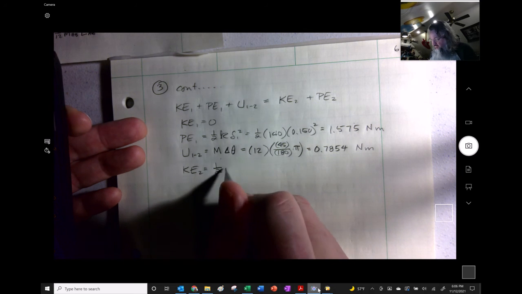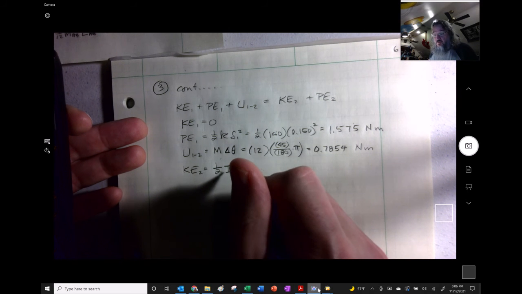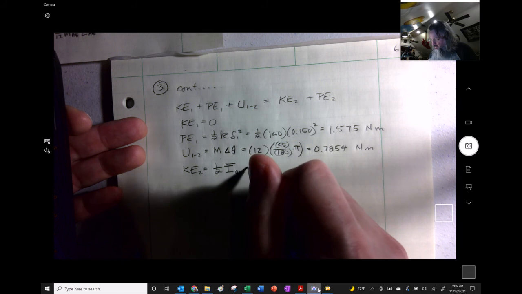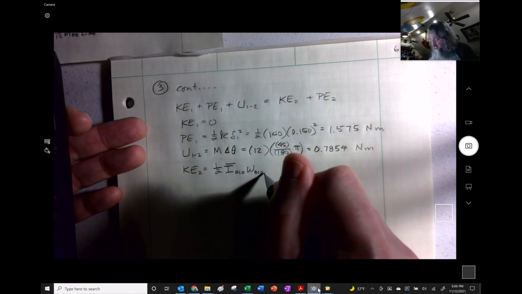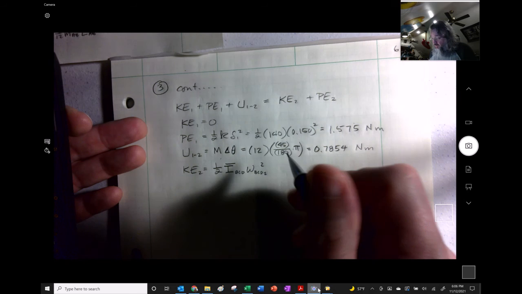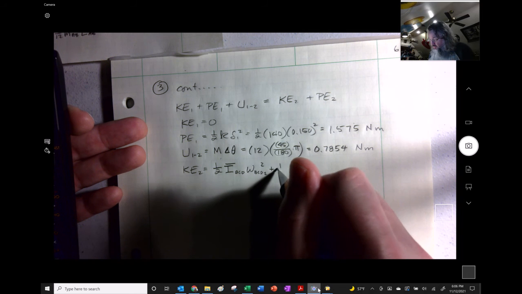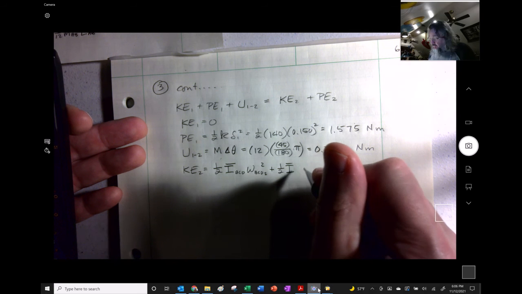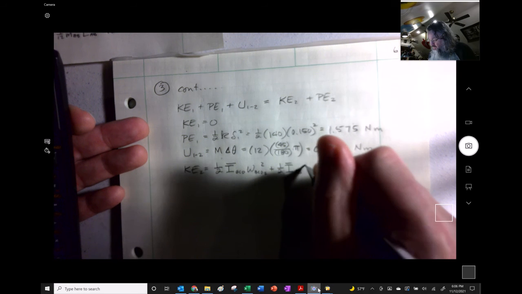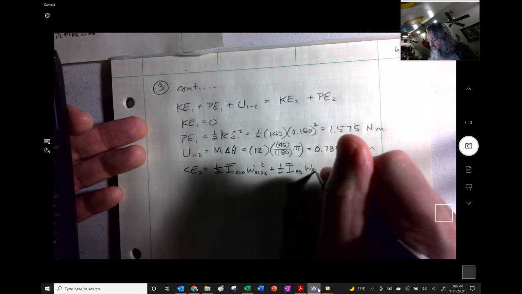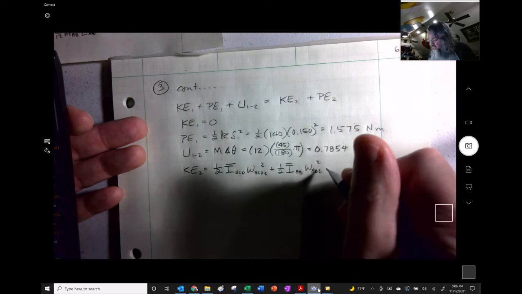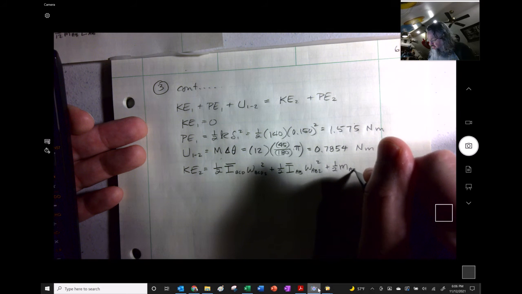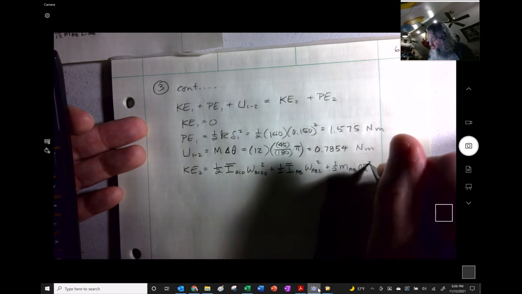We're going to have 1/2 I of BCD omega BCD 2 squared, then plus 1/2 I of AB omega AB 2 squared, and then plus 1/2 mass of AB times VG squared.